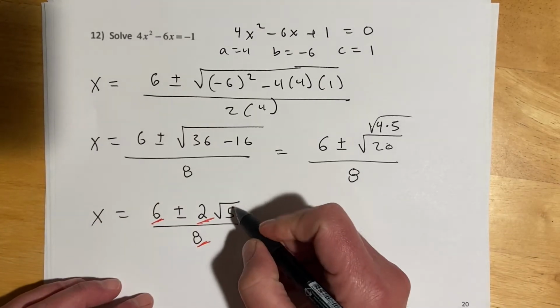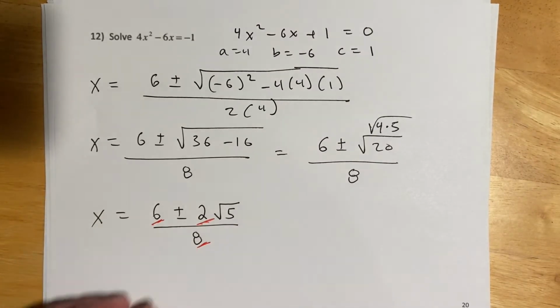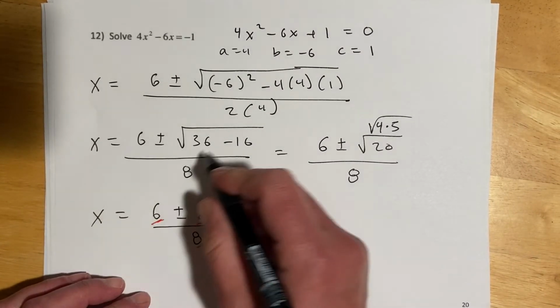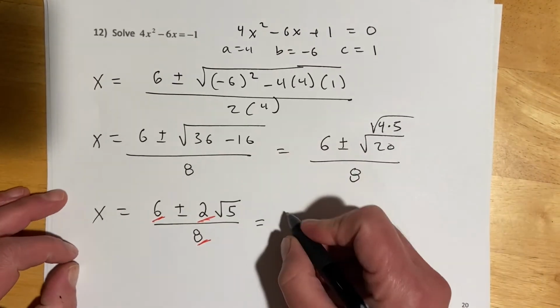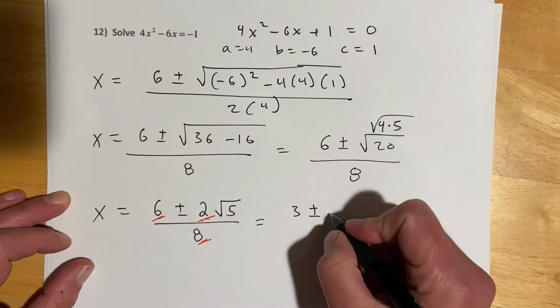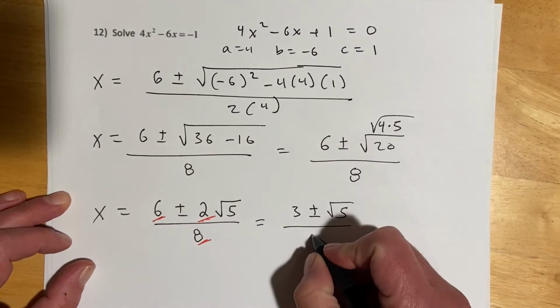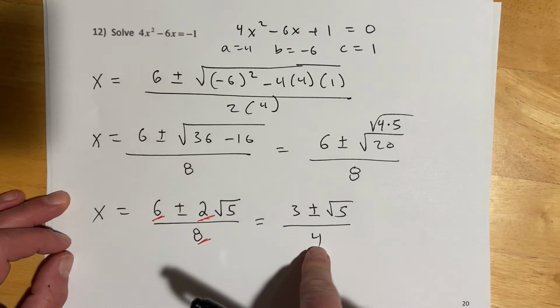The root doesn't have to be, but the number in front does, because if I thought of dividing by 2, I'd be able to cancel. So I'm going to knock a 2 out of everything. It's the same idea as factoring and canceling. It's just easier, I think. So this becomes 3 plus or minus 2 over 2 would be like a 1, so just root 5 over 4. And then here's the super trickiness.